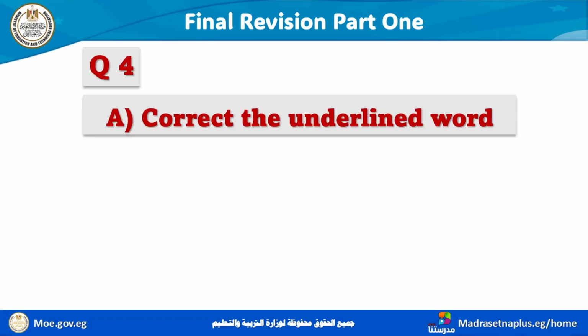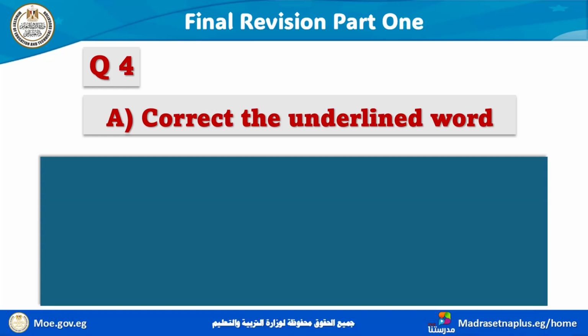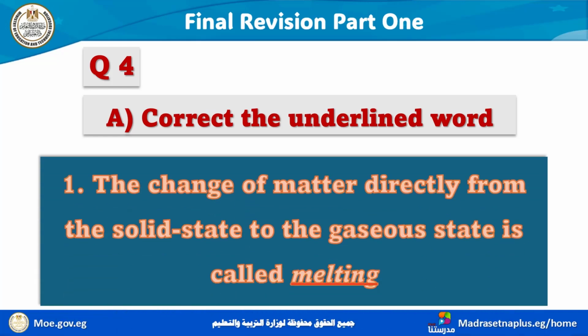Now let's go forward to our last question, and the first part of this question, correct the underlined word. Number 1. The change of matter directly from the solid state to the gaseous state is called melting. Of course, this process, changing of matter from solid to gas without passing by the liquid state, is called sublimation.